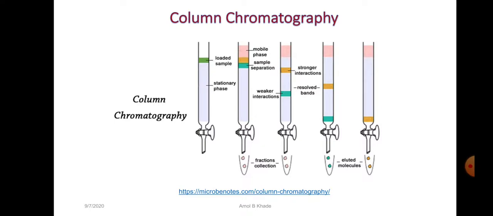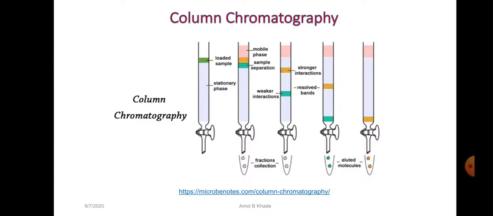Even nowadays, column chromatography is extensively used in research laboratories as well as, to some extent, in industries to isolate or purify compounds. It is widely used in pharmacognosy and natural products as well as synthetic chemistry to isolate or purify crude synthesized compounds.